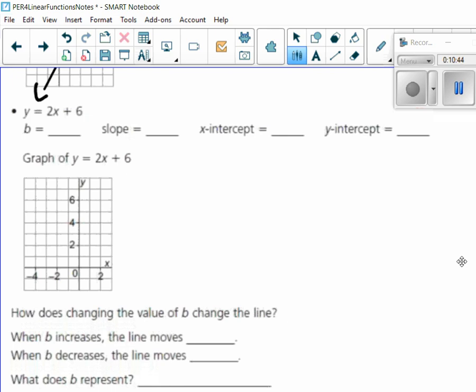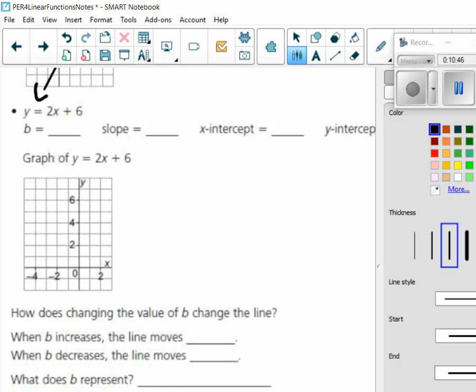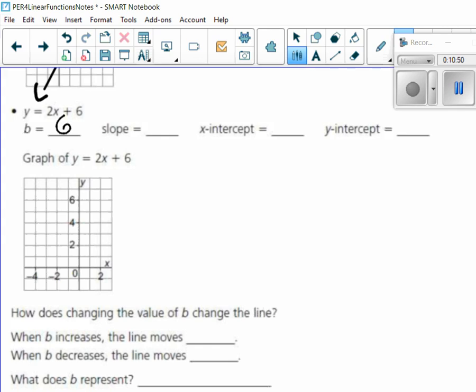y equals 2x plus 6. What is my b? Positive 6. What's my slope? 2 over 1. What's my x-intercept? -3. Very good. And if you didn't know it was -3, again, solve algebraically. 0 equals 2x plus 6. Move the 6 over by subtracting. I get -6 equals 2x. Do you see how I get x equals -3? And then my y-intercept, of course, is my b, which is 6.